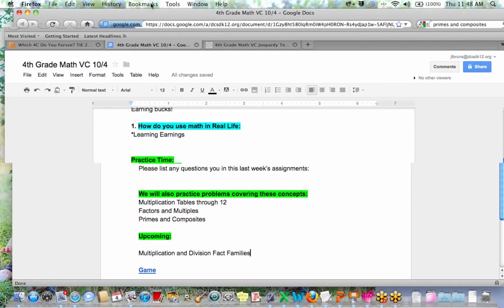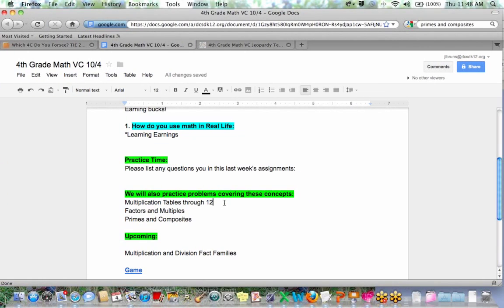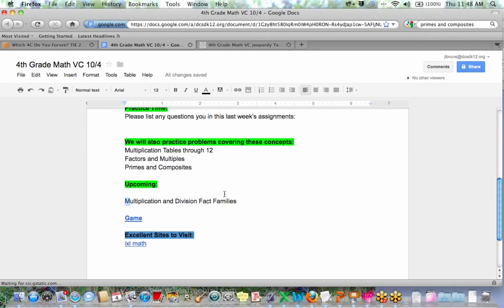So today we went over our multiplication tables times 12. And don't forget, you have your first test next week. So you're going to try to beat the scores that you did, I guess it was about 6 weeks ago now. Factors and multiples, primes and composites, and then we worked a little bit with multiplication and division word problems. So that's our time for today.